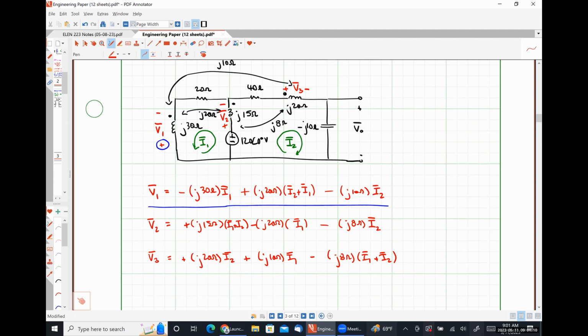All right, for our third term there, once again, because this plus sign is associated with the undotted terminal, we're finding the current that flows into the undotted terminal of coil 3, and the current flowing into the undotted terminal is negative I2, and then I move the negative sign over.